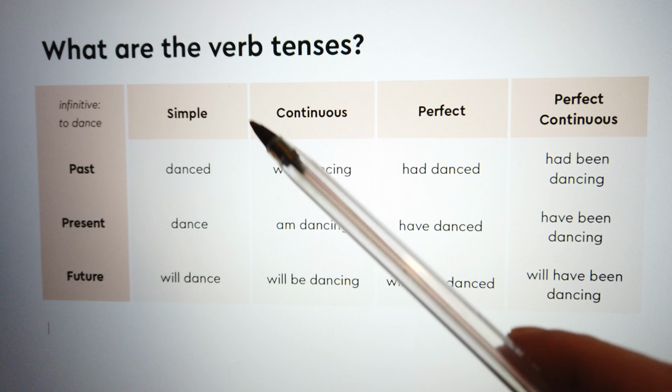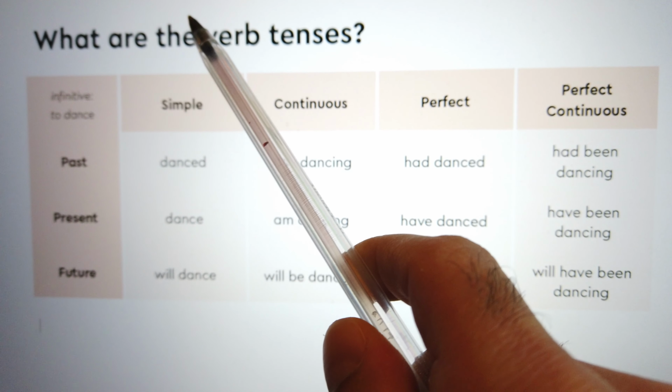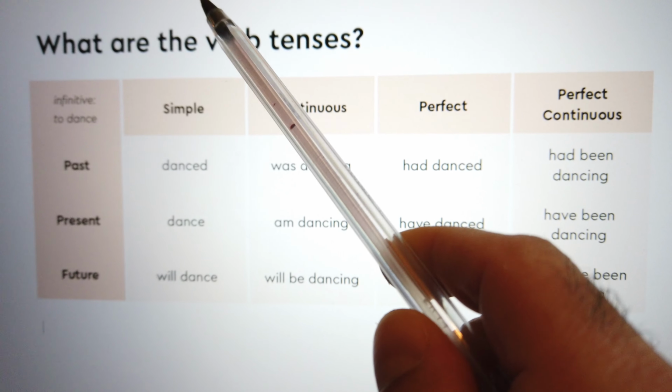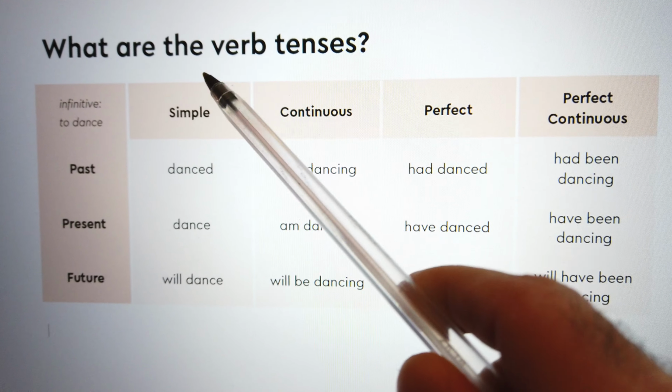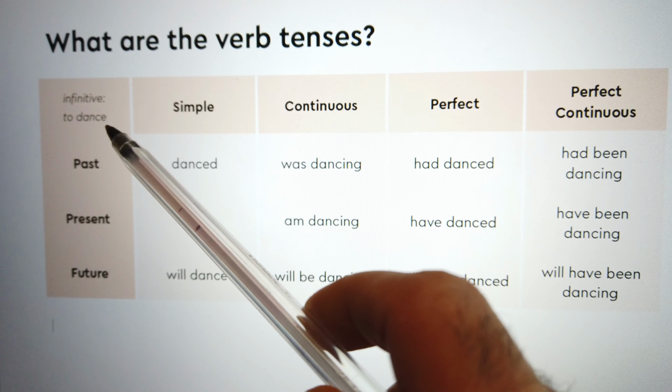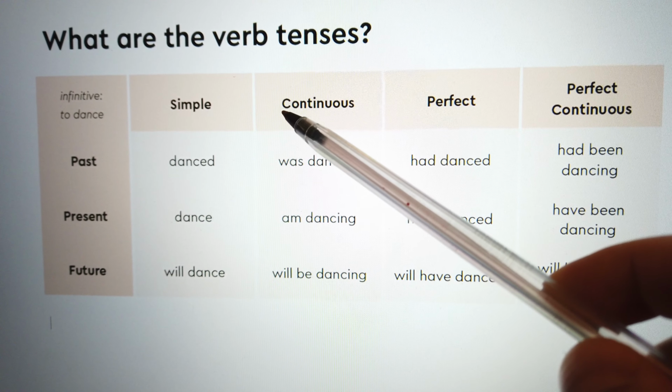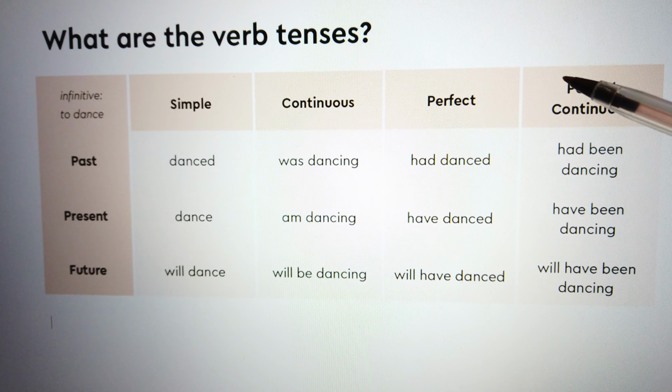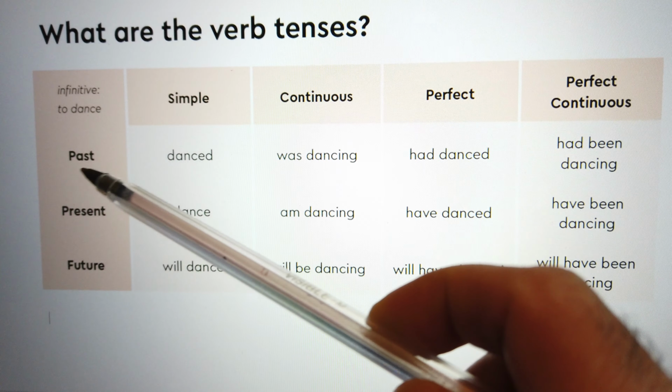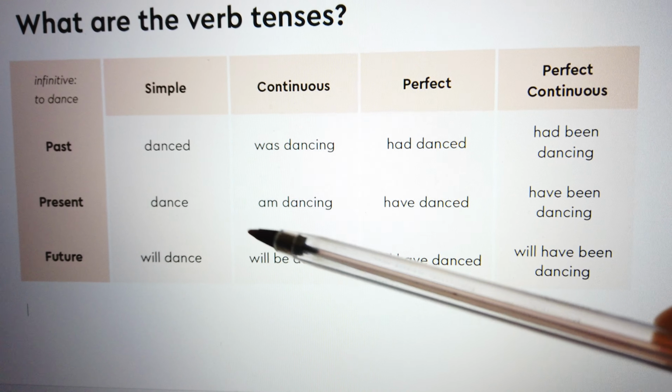Let's have a look at the verb tenses. So what are the verb tenses? Okay, so we've got simple, continuous, perfect, perfect continuous, then we've got past, present, and future.